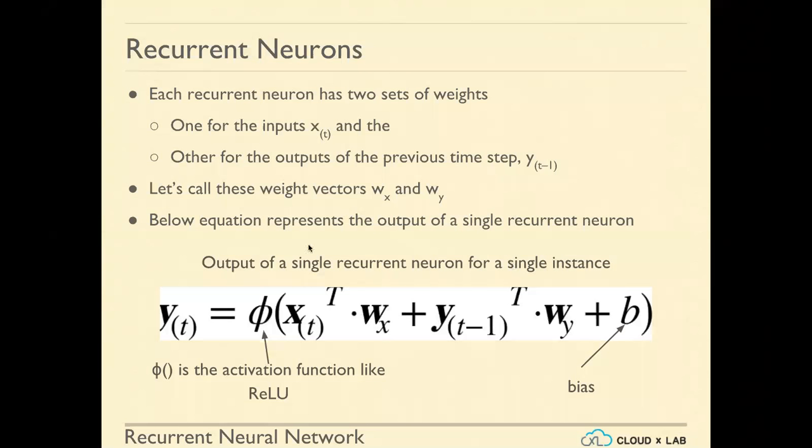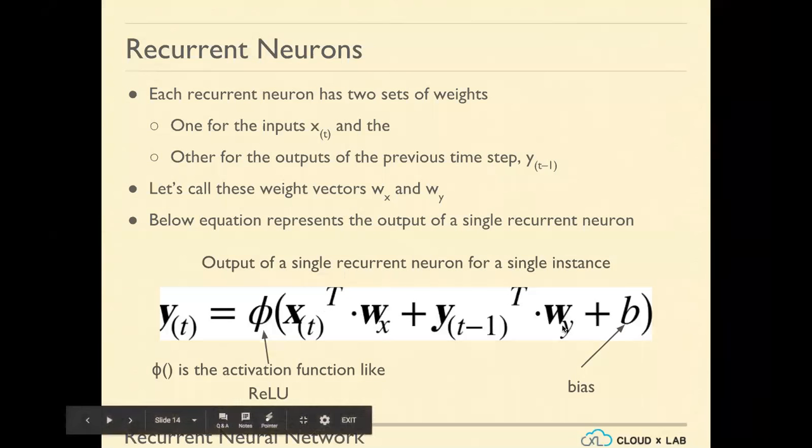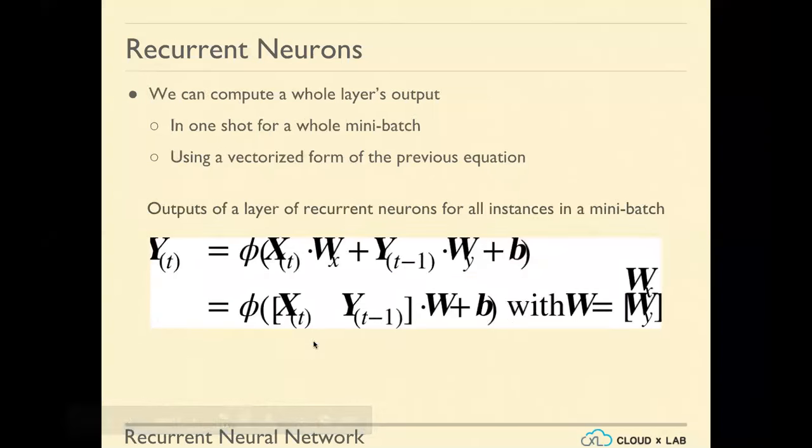So here, this one represents the output of a single recurrent neuron, and this is how it looks. All right, is this equation clear to all?